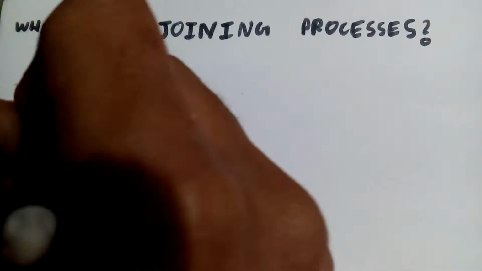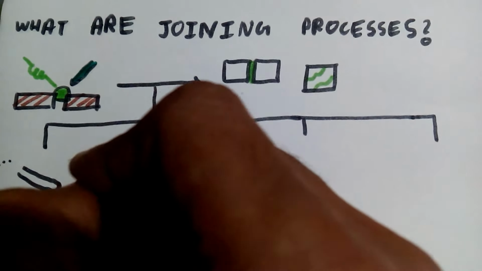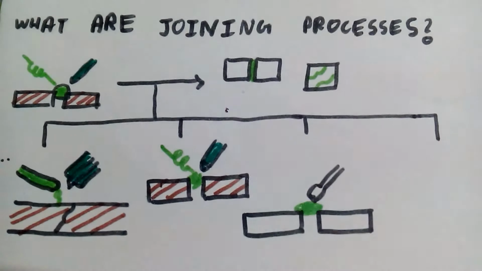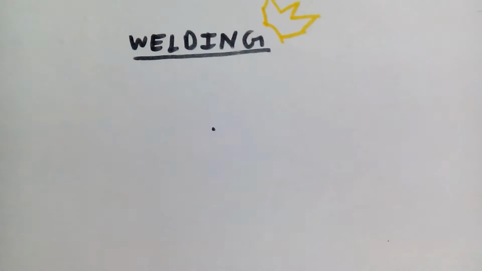What are joining processes? Joining processes are the processes that are used for joining metal parts and metal fabrication work. It consists of 4 types: A. Welding, B. Soldering, C. Brazing, and D. Adhesive bonding. One of the most important joining processes is welding.